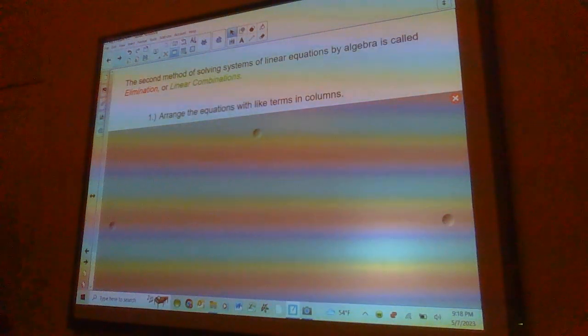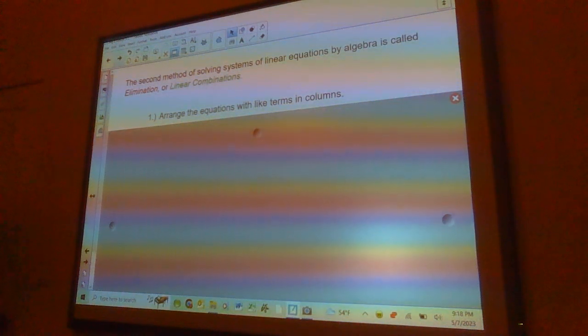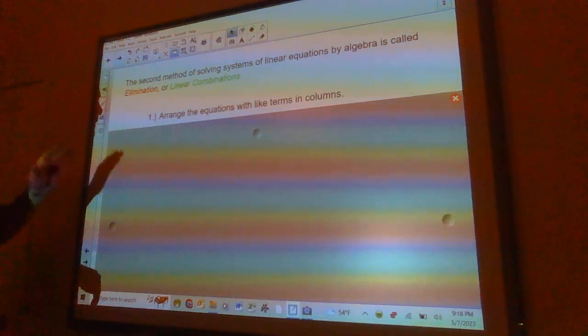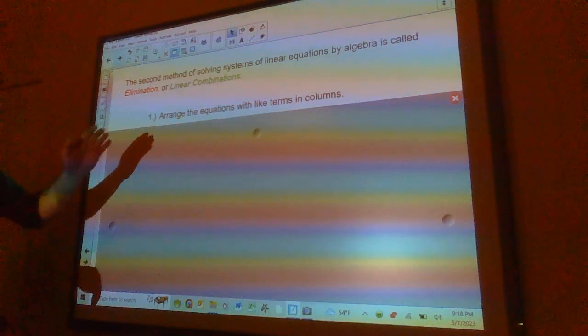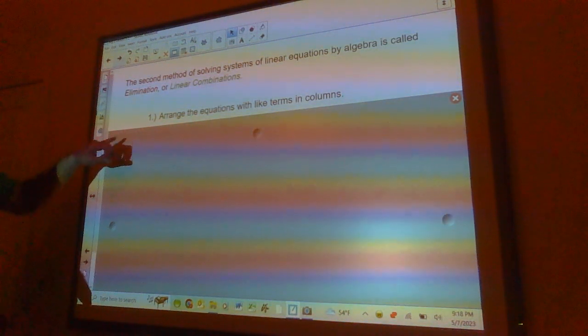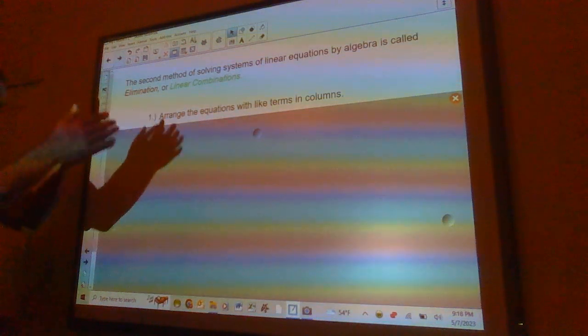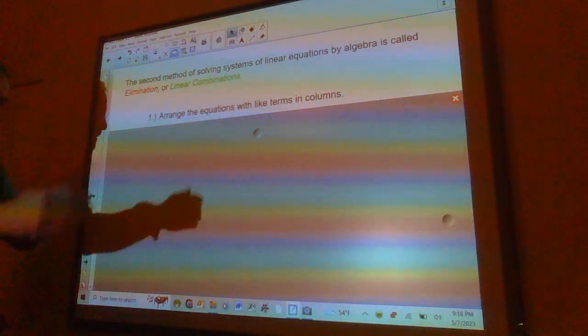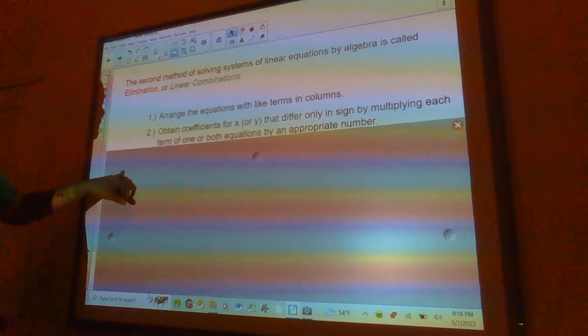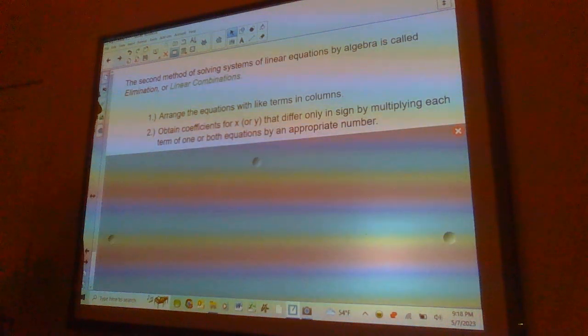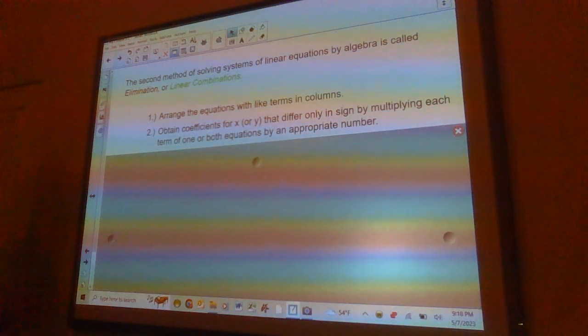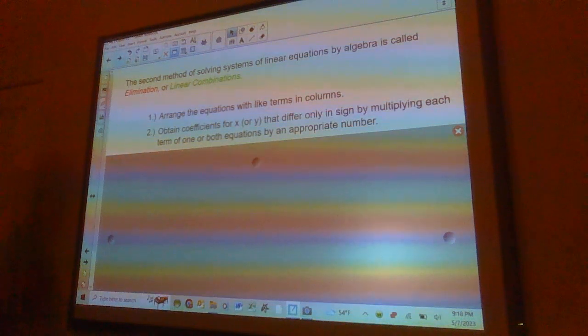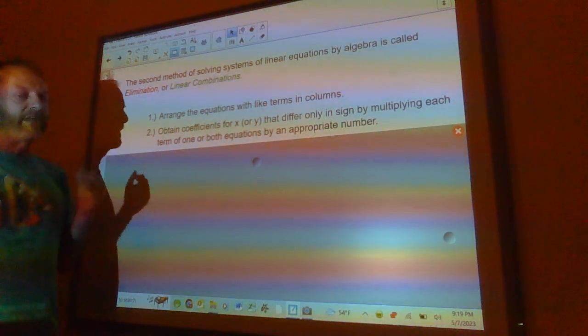Let's look at elimination, otherwise known as linear combinations. Okay, so the instructions are: arrange the equations with like terms in columns. So that means get your x's in the front, your y's next, and then your constants at the end. Obtain coefficients for x or y that differ only in sign by multiplying each term of one or both equations by an appropriate number. Okay, what does that mean?